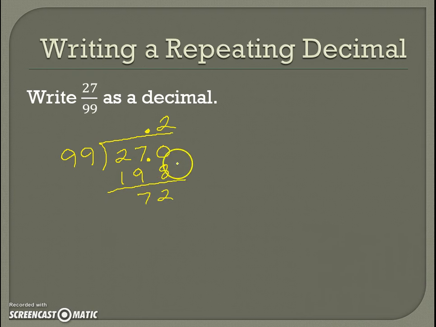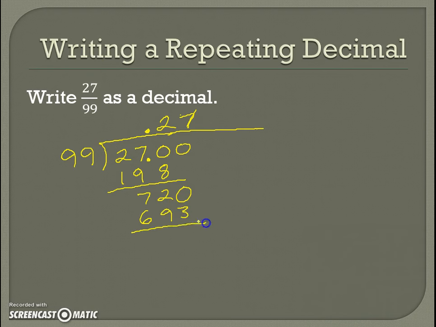And then I go through the whole process again. I have to add another 0, bring that down. How many times does 99 go into that? It goes in 7 times. Whoops, that's a 7 for those of you that are questioning that. Do my multiplication problem. I get 693.